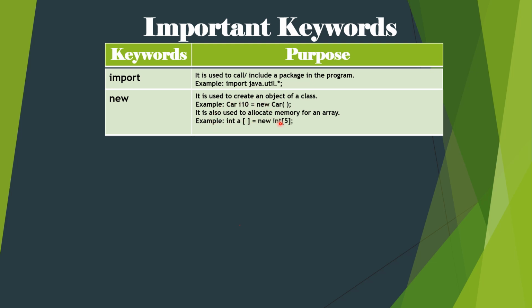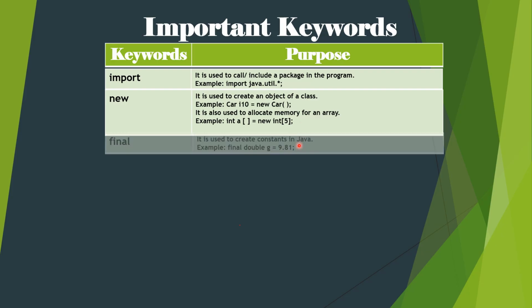It is also used to allocate memory for an array. For example, int a[] = new int[5]. That means one array a is created with size 5 and the data type of the array is int. So the new keyword has two purposes, one for creating an object and one for allocating memory.